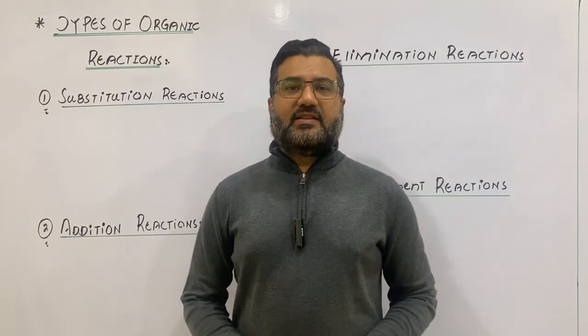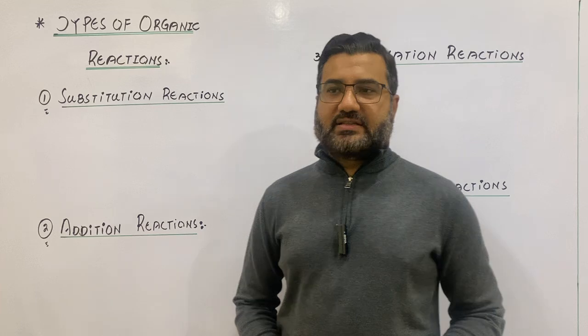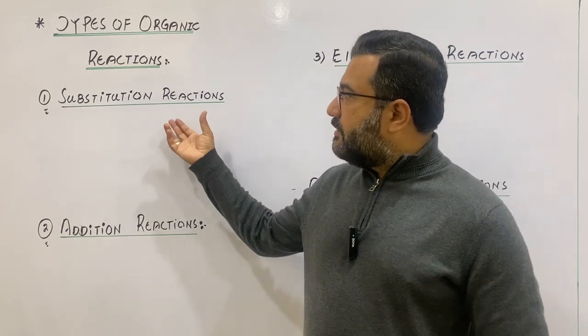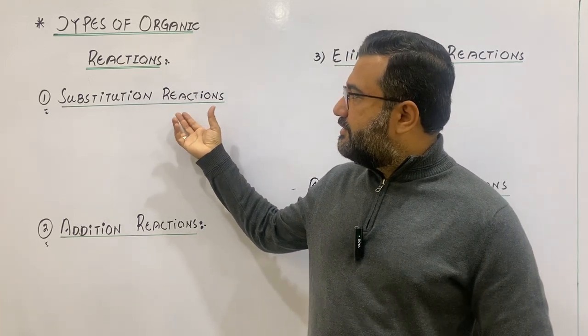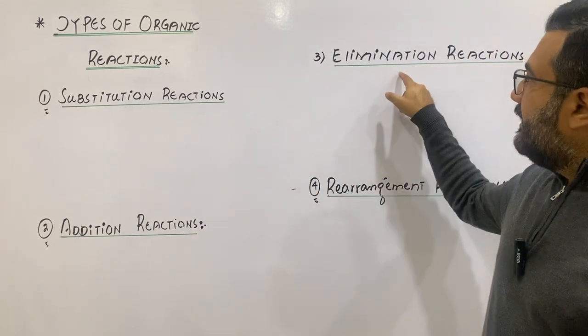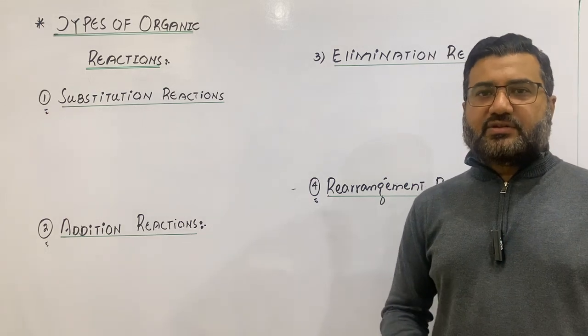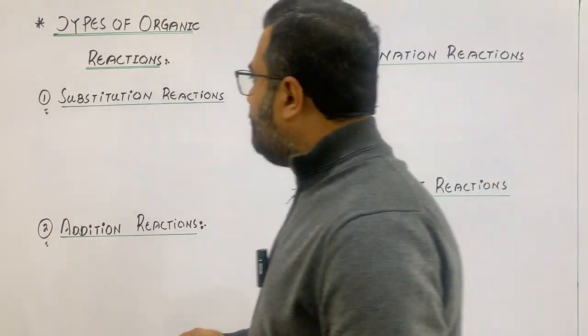Welcome dear students. In this lecture we are going to talk about the types of organic reactions. There are four major types of organic reactions. First, substitution reactions. Second, addition reactions. Third, elimination reactions. And fourth, rearrangement reactions. So now let us discuss them one by one.